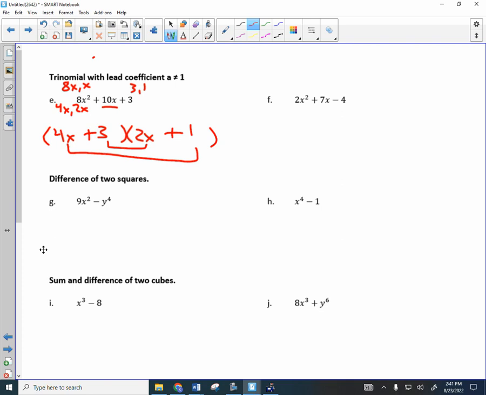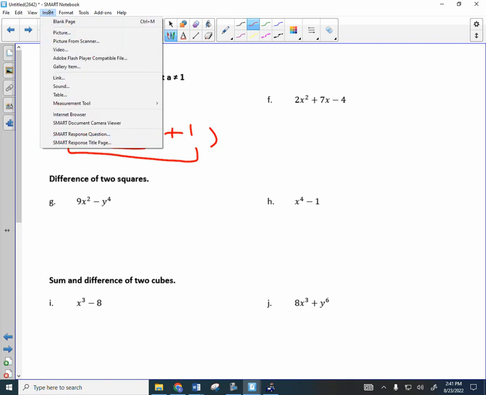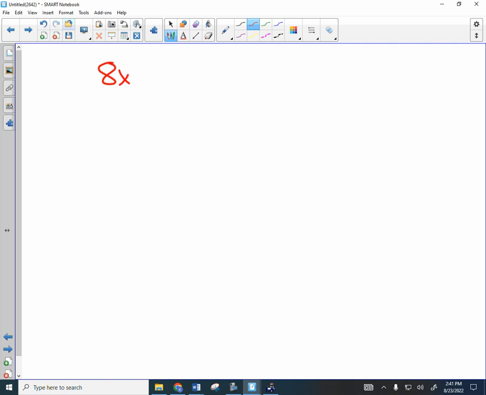Has anybody seen that problem worked out using the AC method? Okay. Alternating current. All right, we're doing electricity. Let's go. 8x squared plus 10x plus 3. Please just follow along. Some of you guys have seen it. This is the way I teach it.